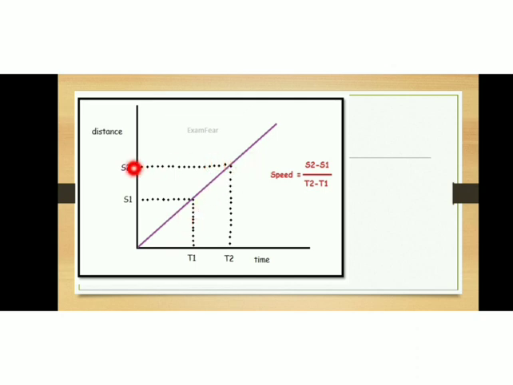Now, the equation to find out the slope of this graph is S2 minus S1 divided by T2 minus T1. And the slope of the graph gives you speed. So the slope of the distance time graph gives you speed. So which physical quantity is obtained from the distance time graph? That is, the slope of the distance time graph gives you speed. So that's all about the distance time graph, and we will discuss other graphs in the next session.